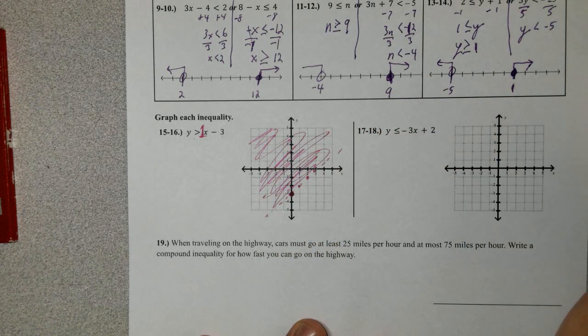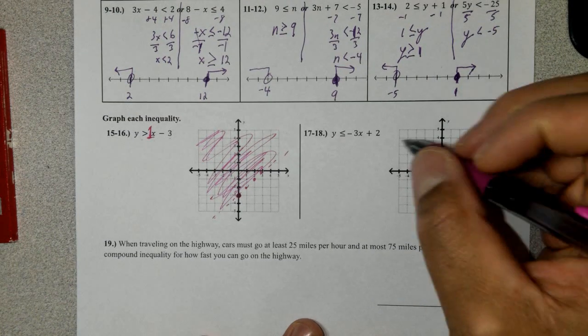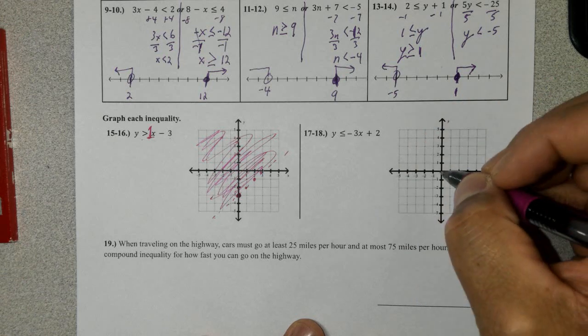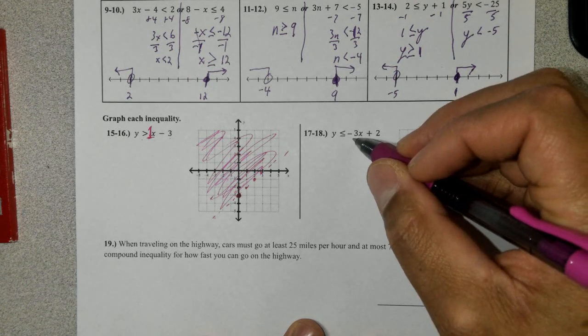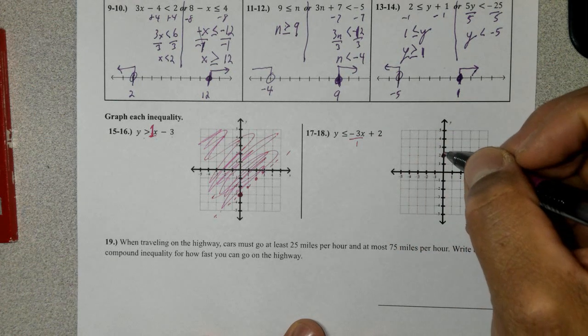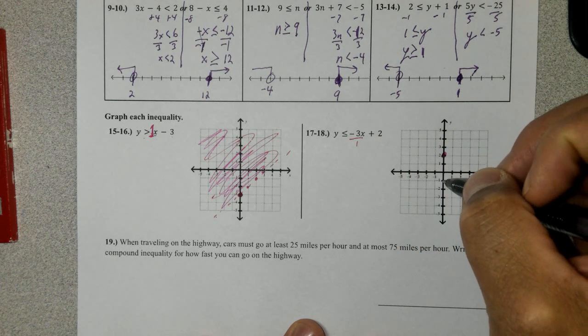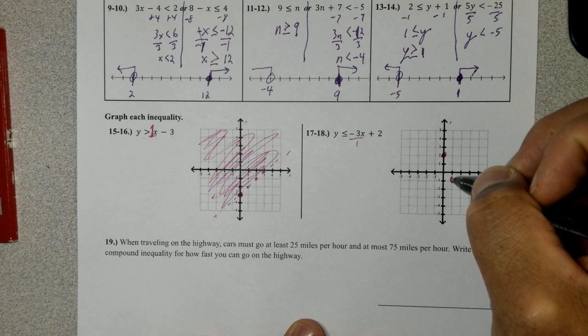Okay, quick shade. Over here, do it one more time, but now we've got a y-intercept of 2. 1, 2 on the y-axis. Slope of negative 3, remember that's negative 3 over 1. So it's down 1, down 2, down 3, over 1.